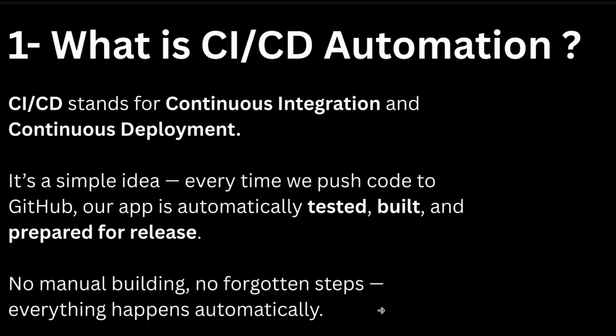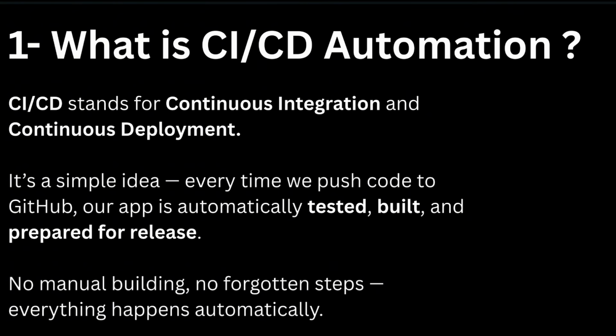So, let's start simple. CI/CD stands for continuous integration and continuous deployment. Now, what does that mean? It's basically a system that takes care of everything for you automatically. Every time we push code to GitHub, our app gets tested, built, and prepared for release all by itself. No more running commands manually, no more forgetting steps. Everything happens automatically in the background.